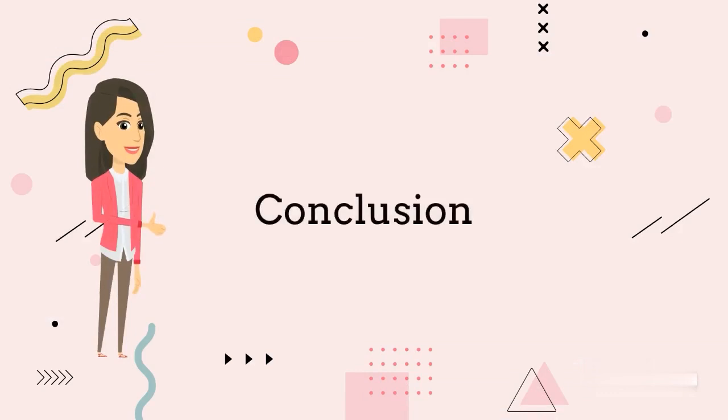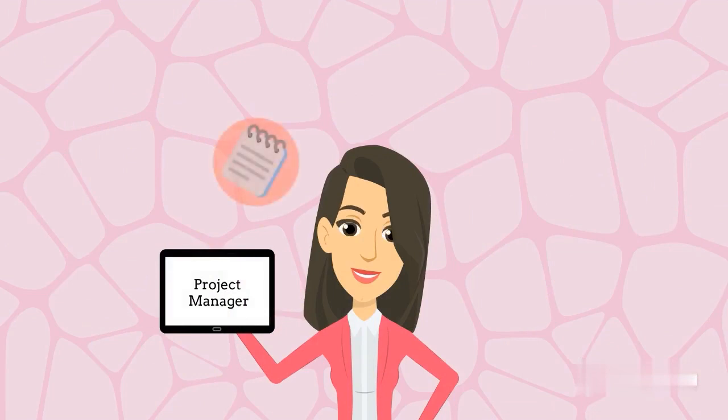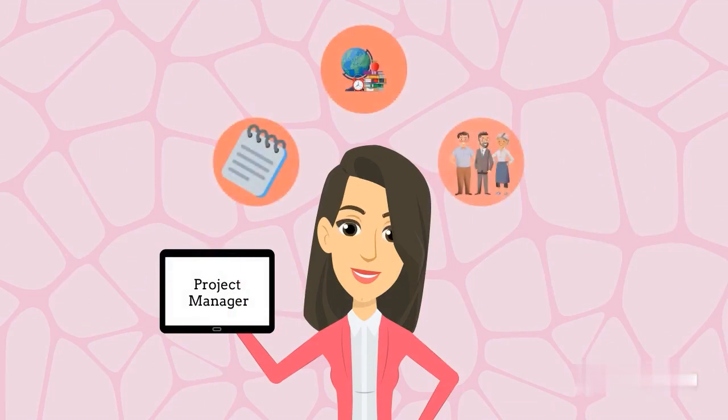So, the triple constraint will help you manage your project. Planning for the schedule, scope, and cost of your project will help you achieve your goals and objectives. As a project manager, you should always be looking for the triple constraints in a project.